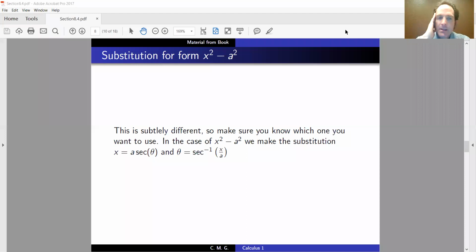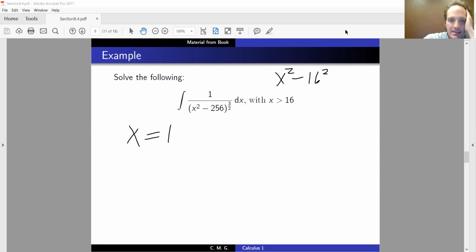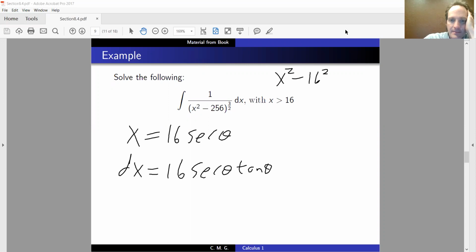Okay. So I want to try one of these. So what I have here is I have an x squared minus a squared. And a here is 16. So if you didn't know that, you can take the square root of 256. Square root of 256 is 16. So that's great. So this is really x squared minus 16 squared. So the substitution that I want to make is that x is 16 times secant theta. And that's going to be it. So that means dx is 16 times the derivative of secant, which is secant theta tangent theta.